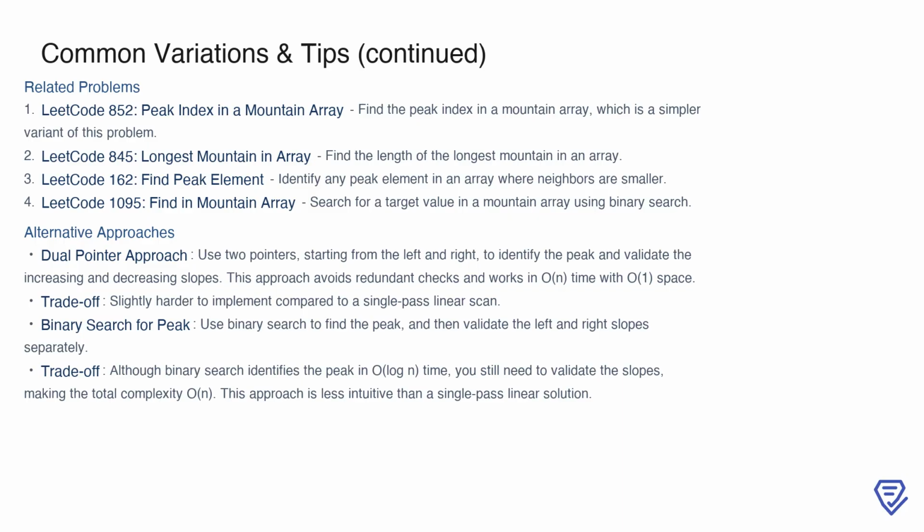Another option is binary search for the peak. This approach efficiently identifies the peak in O(log n) time, but you still need to validate the slopes on both sides, which brings the total complexity back to O(n). While binary search can be useful, a single-pass linear solution is often more intuitive and practical for this problem.